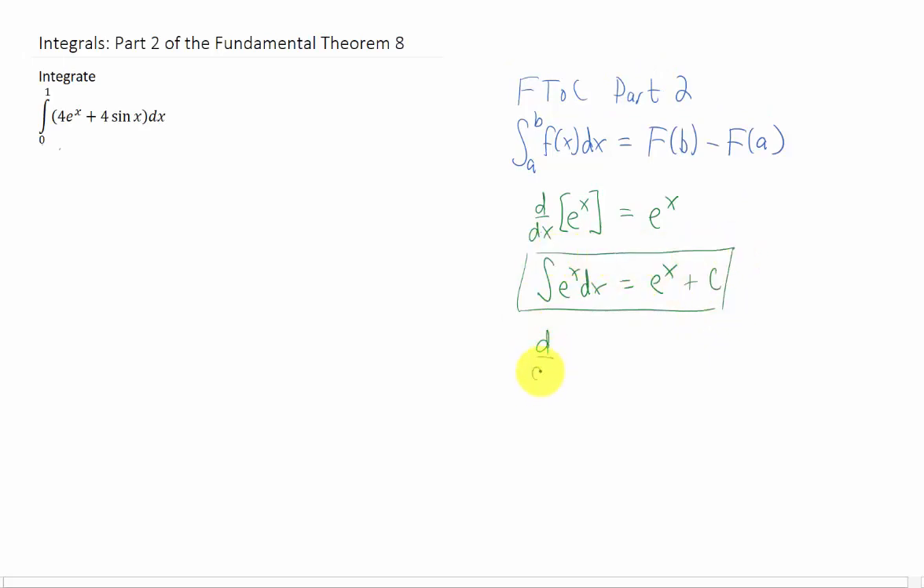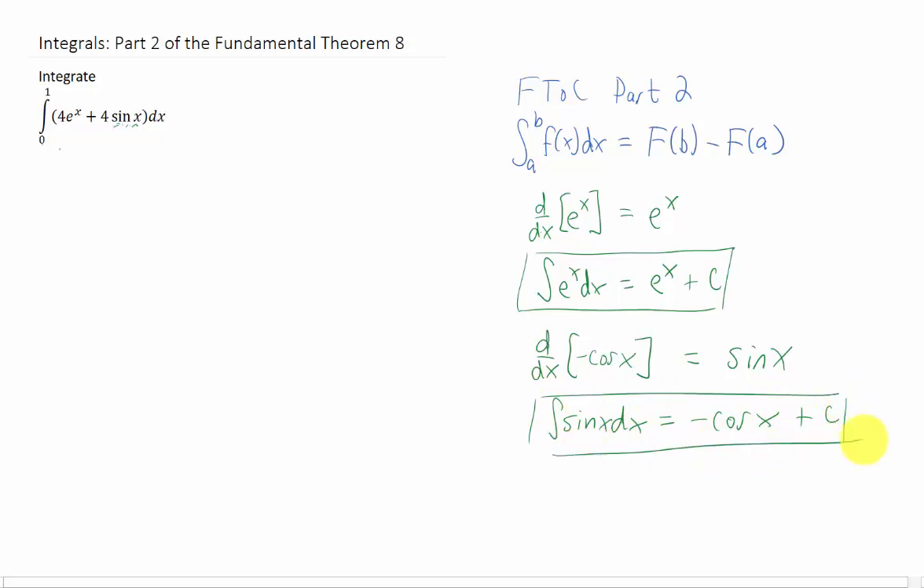Now, what function has a derivative of sine of x? We need to find that function so that we can integrate this term right here. And if you think about it, the derivative of negative cosine x is positive sine of x. Therefore, we know that the integral of sine of x dx is negative cosine of x. And that is a fact that we can use whenever we want down the road as well.